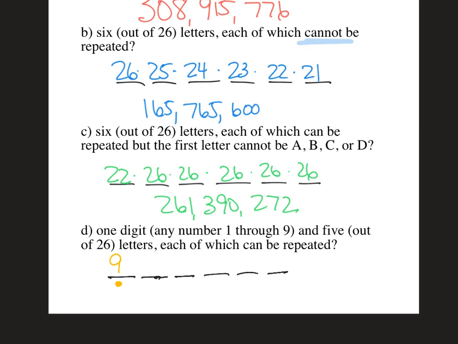And then I need 5 letters. And so when I do the 5 letters, let me find another color. There we go. We'll go purple. So when I find the 5 letters, those can be repeated again. So times 26 for each of them, right? And then that will give me 32,384 options.